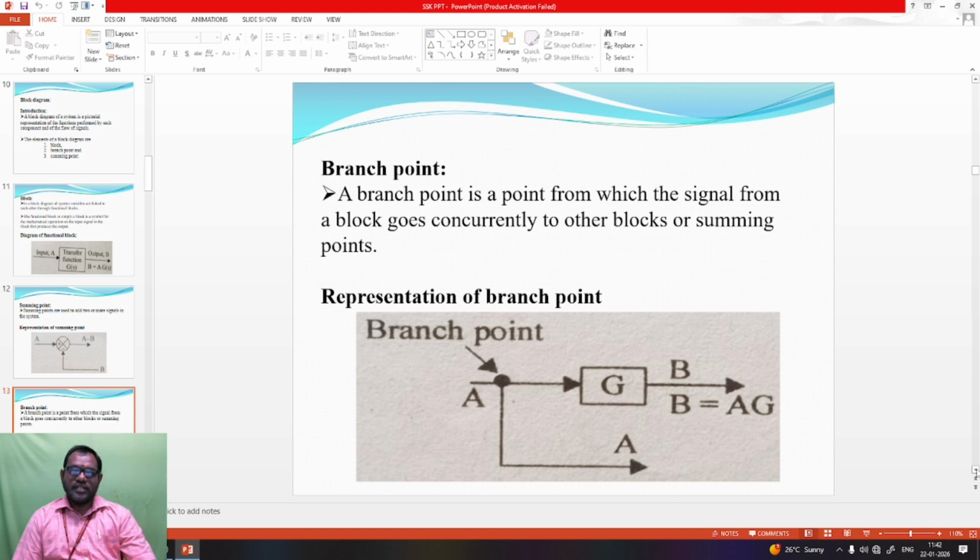The representation of the branching point is shown here, and G represents the system. Before the system we have one point, which is called the branching point. The branching point goes after the block of G, and B is called the output of the block. So B is equal to A into G, where A means input and G means the gain of the system.